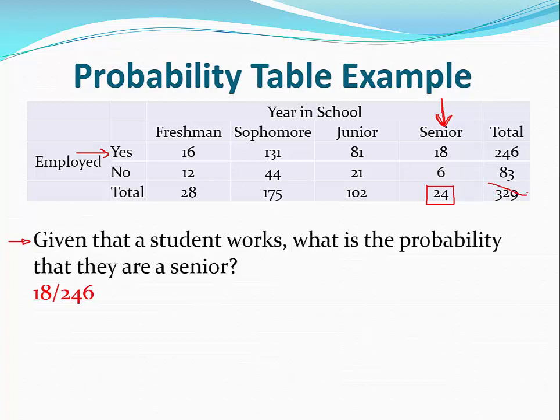In conditional probability, you're not going to consider all 329. You're going to consider just the part that you're working with. If the student works, you're only going to consider 246. If you say given they're a senior, you're only going to consider these 24. Given they're a sophomore, what's the chance they don't work? Well, those are the two numbers you want, right? Given that they're a sophomore, here's my denominator. What's the probability they don't work? 44 out of 175. Conditional probabilities.